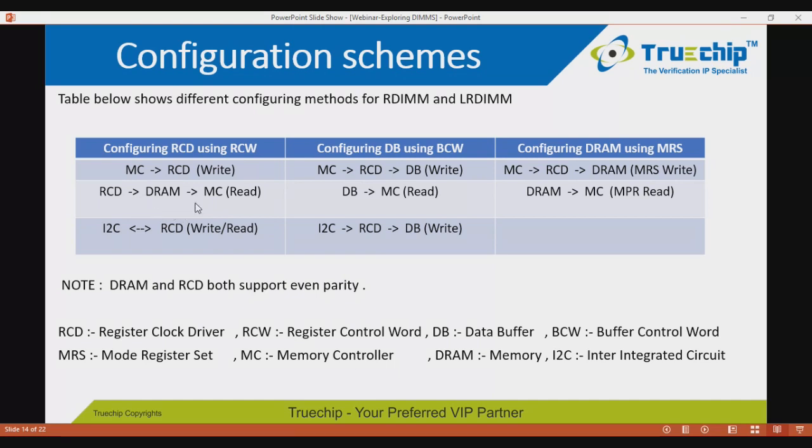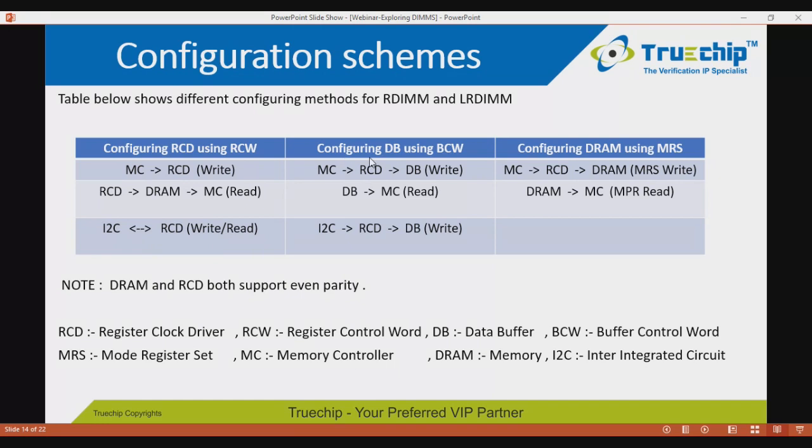The second method is through inter-integrated circuit, also known as I2C. There is an SPD, or serial presence detect, module on the DIMMs. The entire configuration is set into the SPD module. Through I2C, the configuration is sent from the SPD to the RCD. The memory controller sends all the commands to the RCD, which further sends them to the DRAM.